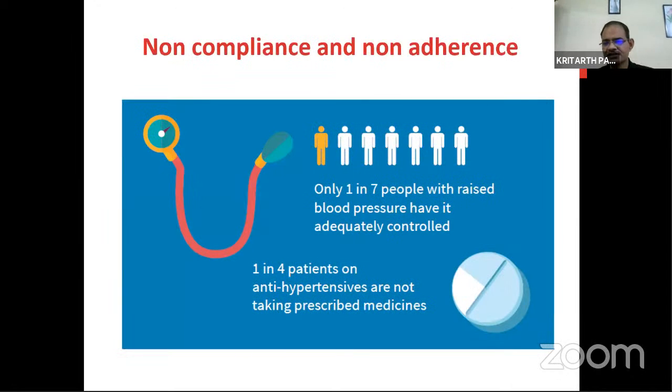Lack of adherence is very important, and it is considered pseudo-resistance. Only 1 in 7 people with raised blood pressure have it adequately controlled. It means only approximately 15% of people have controlled blood pressure. 1 in 4 on antihypertensives are not taking prescribed medicine. Approximately 25% of people who are prescribed medication for hypertension are not taking it. That is a huge burden.